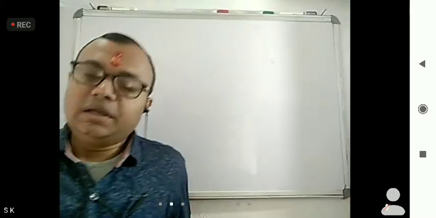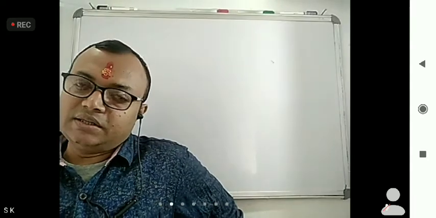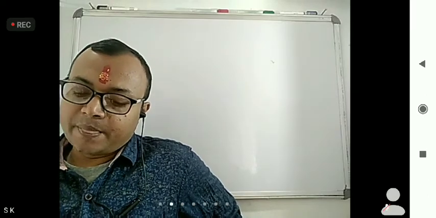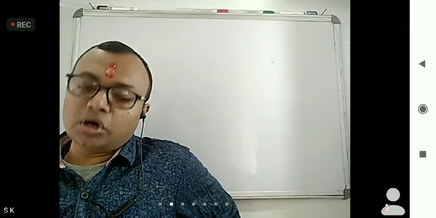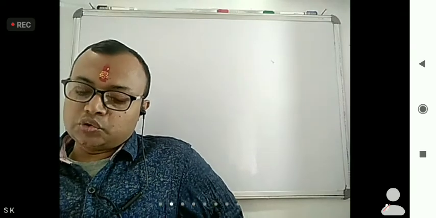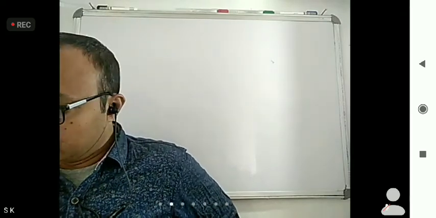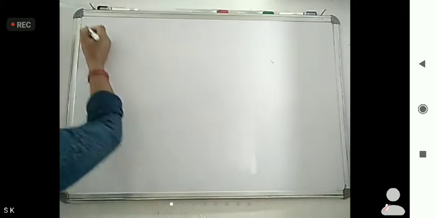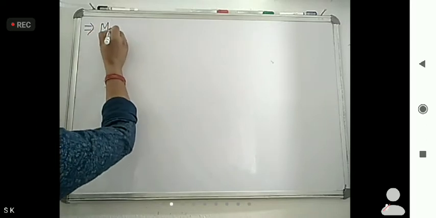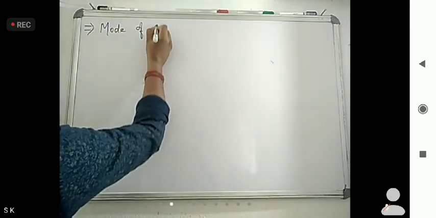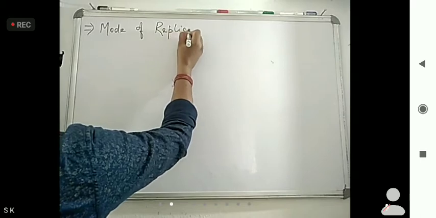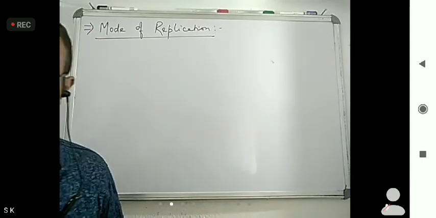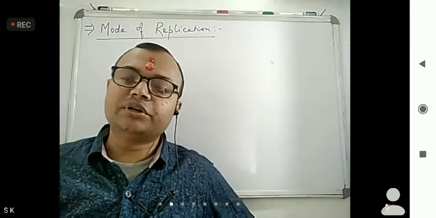Now, Meselson and Stahl proved the semi-conservative nature of replication. Now, if we come to the mode of replication, so what are the things that come in the mode of replication? Mode of replication means how it started, what are the steps involved. Okay, so in the mode of replication, what happens?